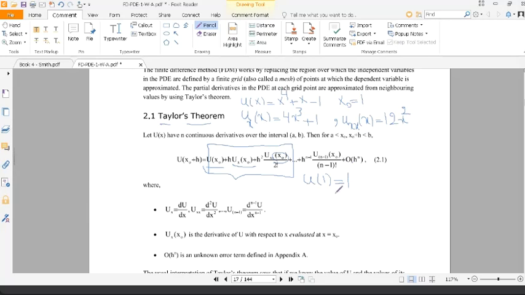ux of 1, I should compute the derivative of u with respect to x at 1, and we should put 1 instead of x, and we have 5 for ux of 1. uxx of 1, I should replace x by 1, and we have uxx of 1 equal to 12. Okay?